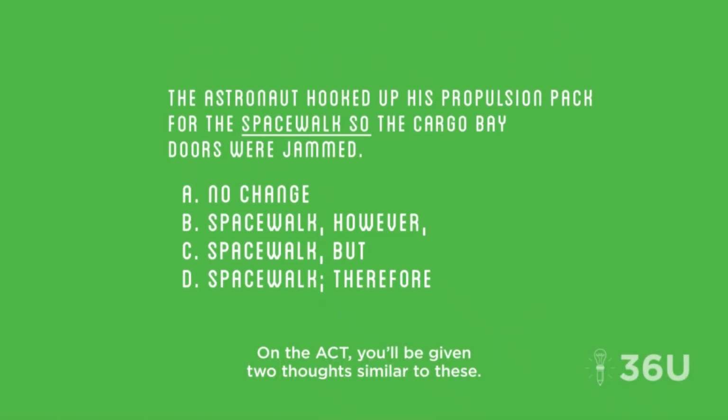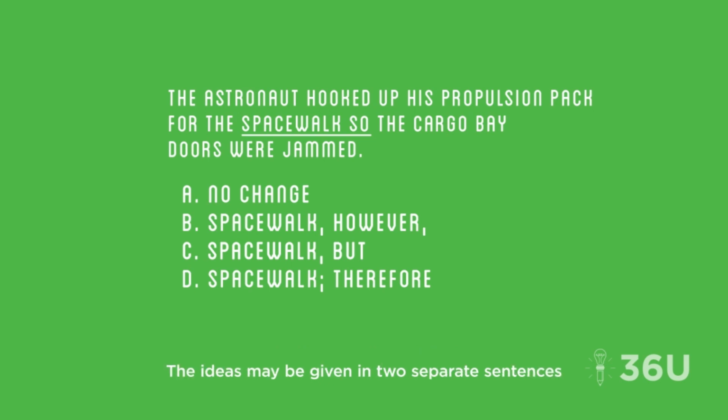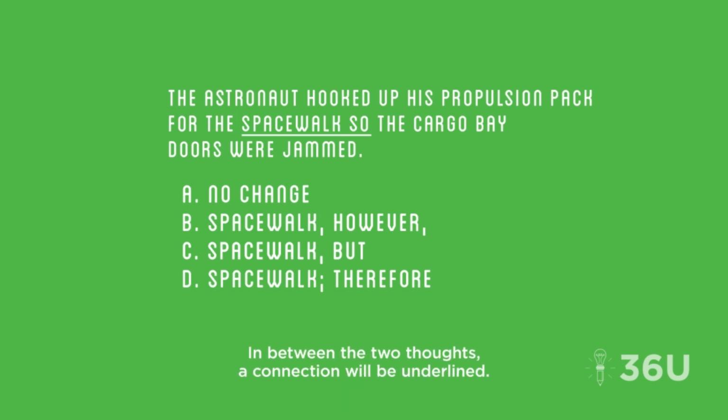On the ACT, you'll be given two thoughts similar to these. The ideas may be given in two separate sentences, or together in one sentence, like it is here. In between the two thoughts, a connection will be underlined. Examine the relationship between the ideas before and after the connection word.